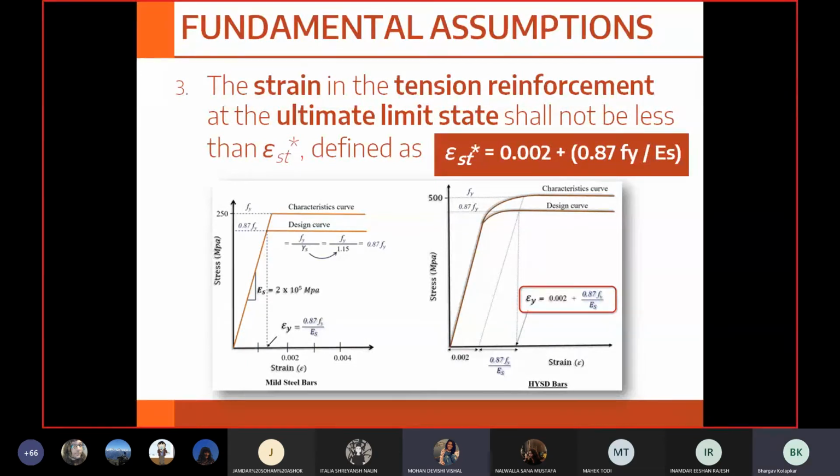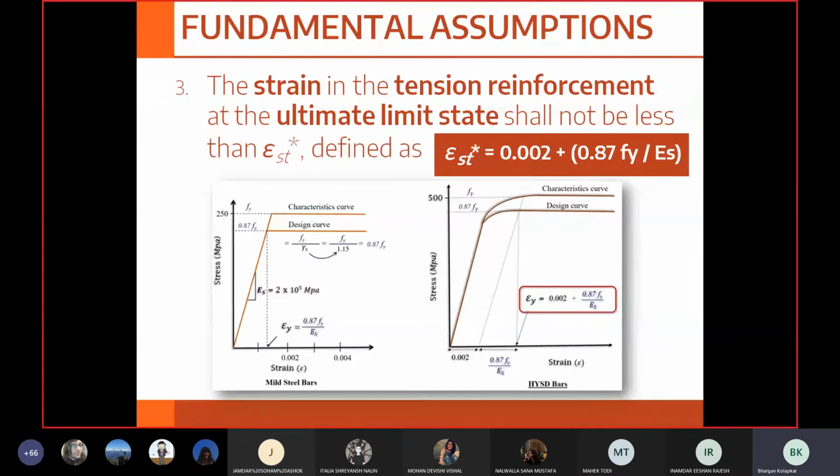Okay, so if the strain is lesser than epsilon st, then these deflections won't occur. Yes, because in that case, it is still elastic. In an elastic state, it does not undergo a lot of deflection. And therefore, the beam will not deflect a lot. There will be no warning. The failure would be sudden. So this strain is just to make sure that the behavior of steel is elastic.